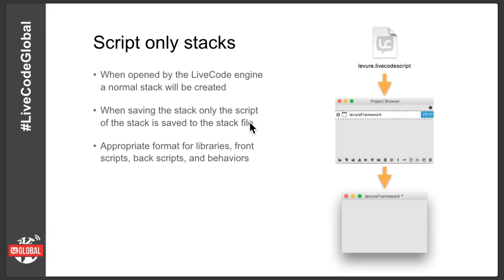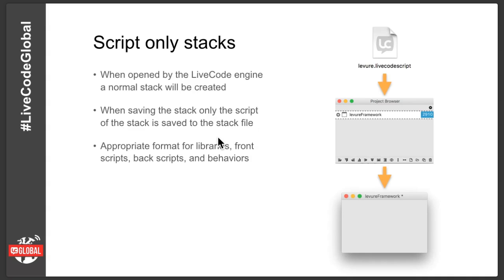Now, if you add any controls to that stack or do anything else and save it, it all disappears. No visual representation. There's no properties that are stored with it. Remember, it's just a text file with the name of the stack and a script. But you can add controls to it while it's open, and you can have a script that dynamically generates a user interface, and then it all disappears when you save the stack and close it down. But really, script-only stacks are a great format for libraries, front scripts, back scripts, and behaviors. Those are very often things in LiveCode that are just scripts anyways.